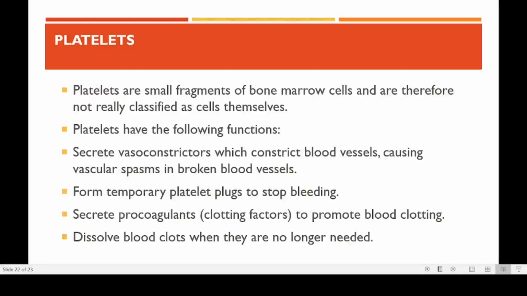Then another function: they promote blood clotting, and they are also helping in dissolving the blood clot. Dissolving means breaking down the blood clot. When blood clots are no longer needed, they will dissolve or destroy the clot, and these clots will be eaten by macrophages or phagocytic cells. So they help in the formation of the blood clot, and they also help in the destruction or dissolving of the blood clot. This is another function of the platelets.